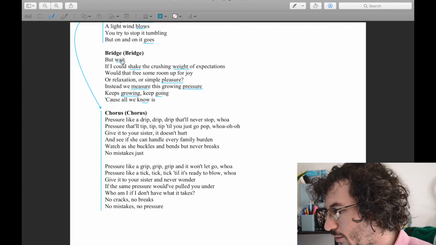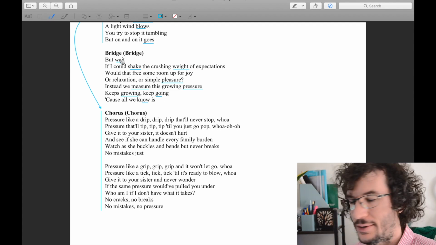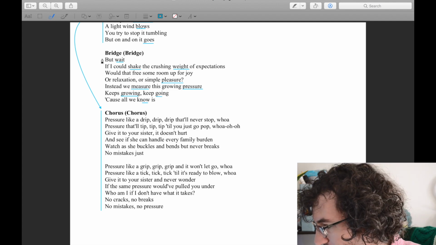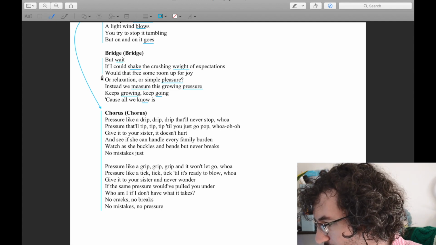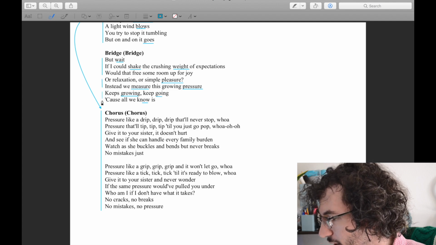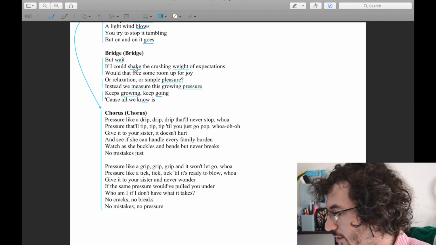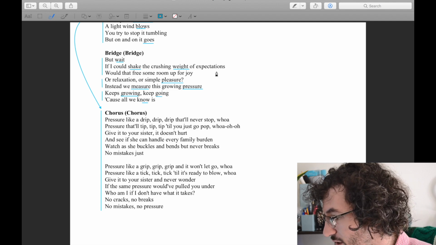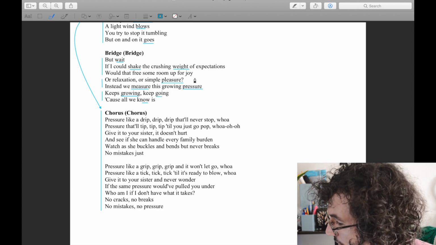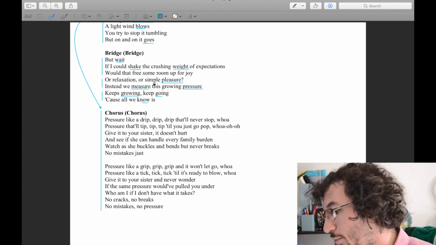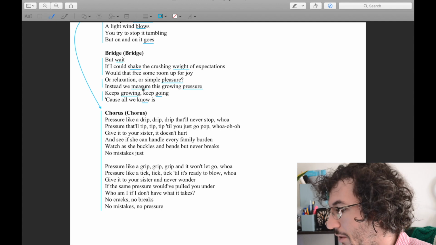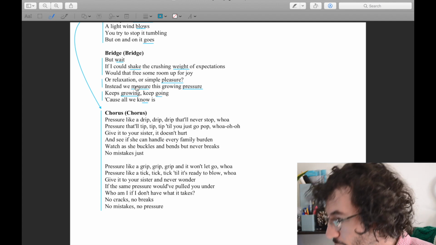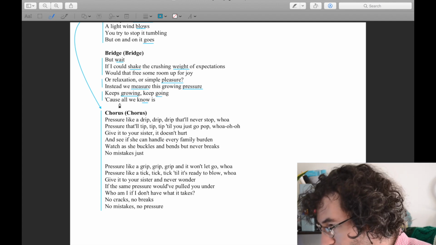If we were to break this bridge up into sections, I would say we have these 3 lines, and then we have these 2 lines, and then we have the last 2 lines. But wait, if I could shake the crushing weight of expectations, would that free up some room for joy or relaxation or simple pleasure? Instead, we measure this growing pressure, keeps growing, keep going, because all we know is.